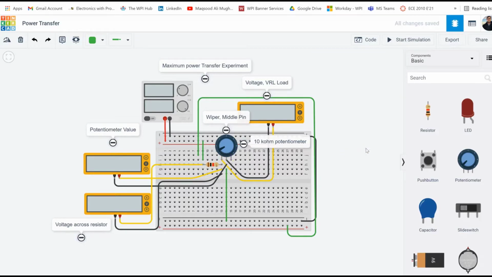Okay, so I'm not going to show you how to create this circuit, how to build the circuit in Tinkercad, because we have done a lot of tutorials on Tinkercad already, and I'll leave the link in the description if you're really new to Tinkercad. But this is how the circuit will look.